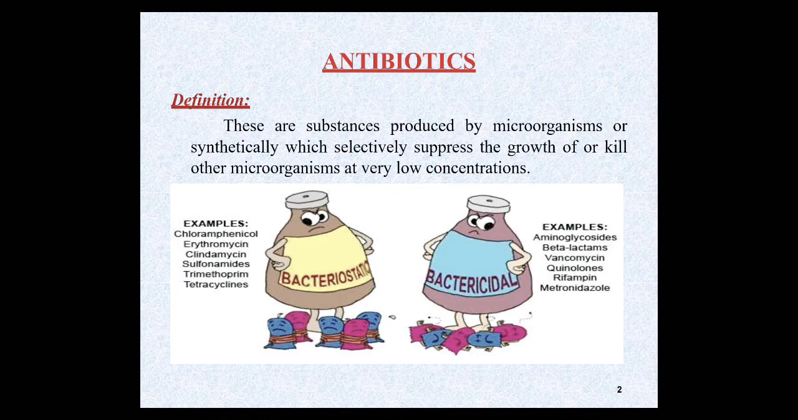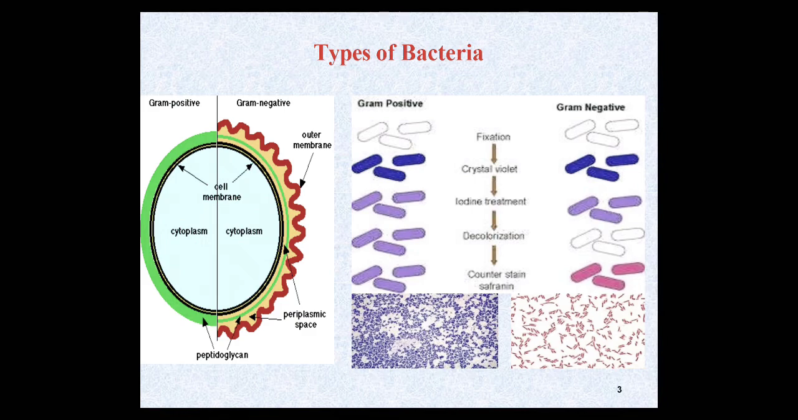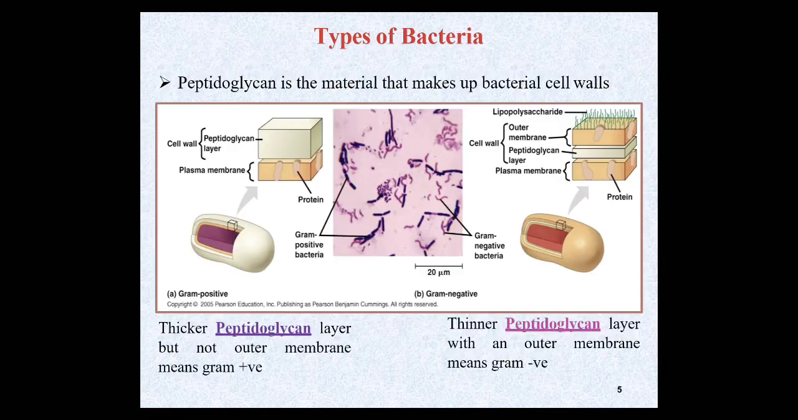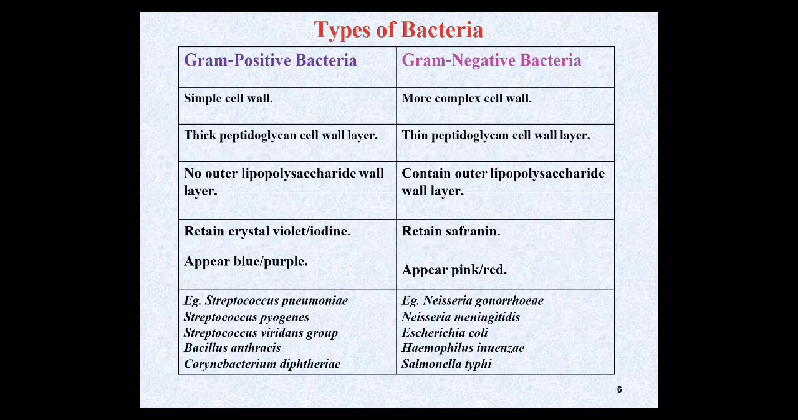We have already started the chapter antibiotics. From that, we saw in yesterday's lecture its background and definition. After that we saw types of bacteria, the difference between animal cell and bacterial cell, and we discussed types of bacteria. So in today's lecture we'll see the clear distinguishing between types of bacteria.